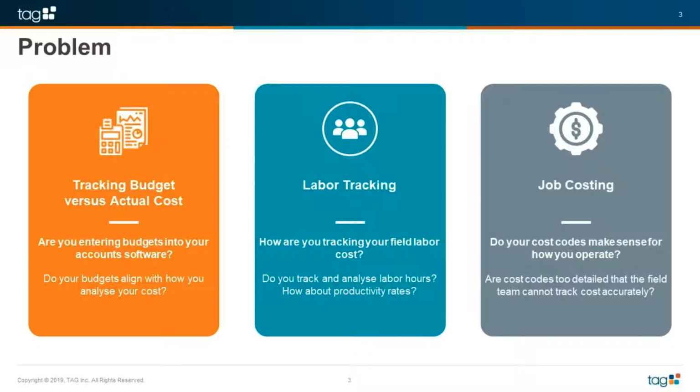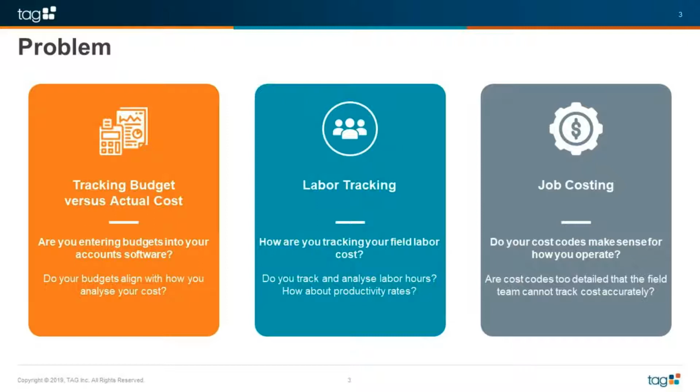And then next is just job costing. Making sure that your cost codes make sense for how you operate your jobs. So what I mean by that is, are your cost codes too detailed? This can be a problem, especially for some estimators. They would really like to see everything very, very detailed in the budget. However, you can't always get that level of detail from the field who's actually completing that work.